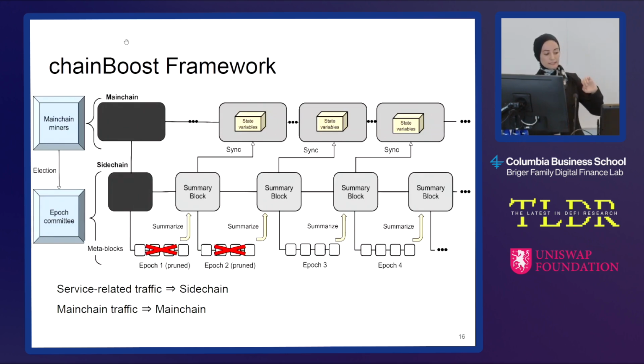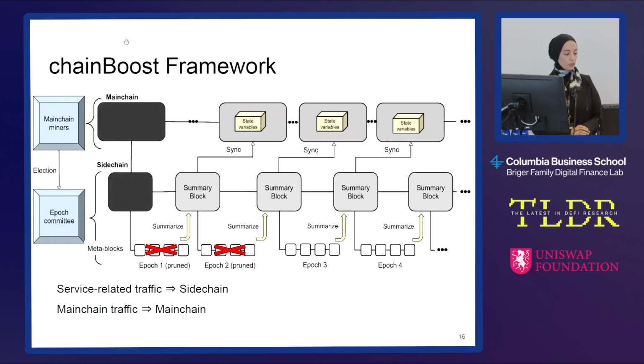The sidechain is managed by a committee from the main chain miners. So for each epoch, a committee will be elected, and this committee will mine a new meta block in every round during that epoch. And in the very last round of the epoch, they will mine a summary block that includes the state changes. So it is just a brief summary about what happened so far.